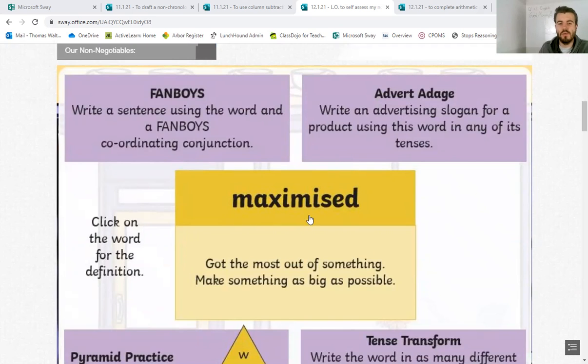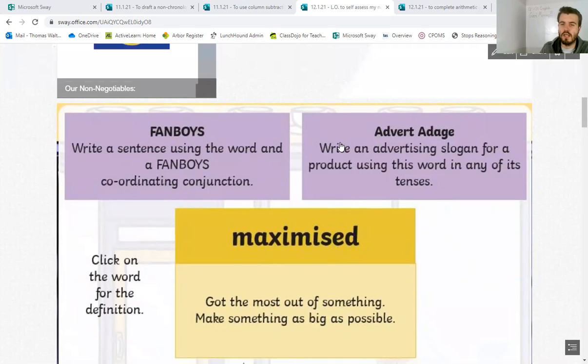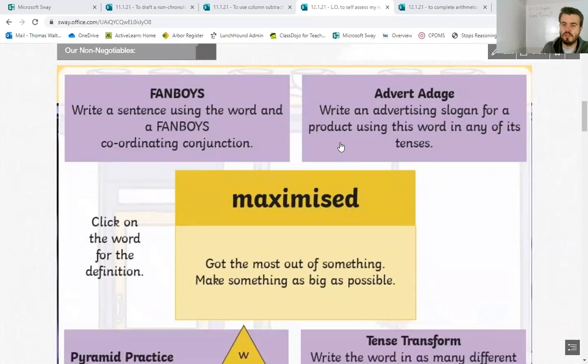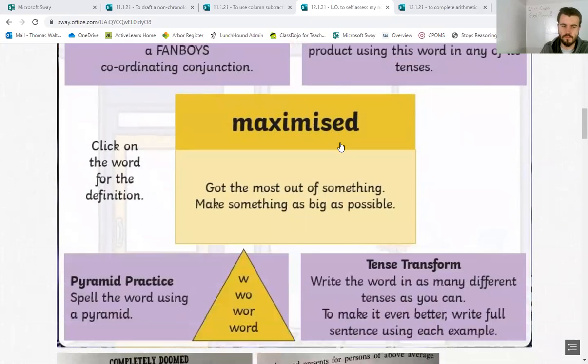So today's word of the day is maximized, which means to get the most out of something or to make something as big as possible. All right. So you can either write a sentence with a fanboy coordinating conjunction. You could write an advertising slogan for a product using this word in any of its tenses.